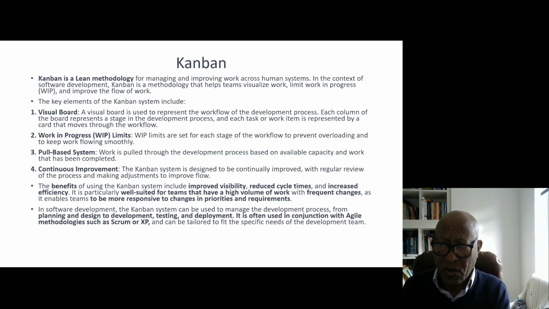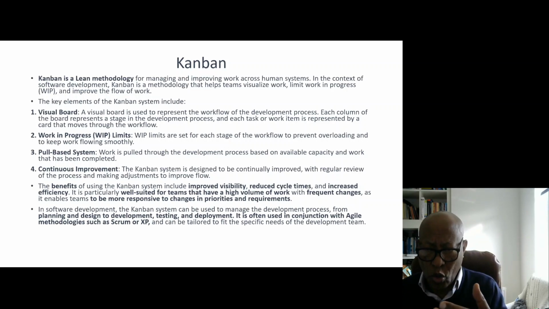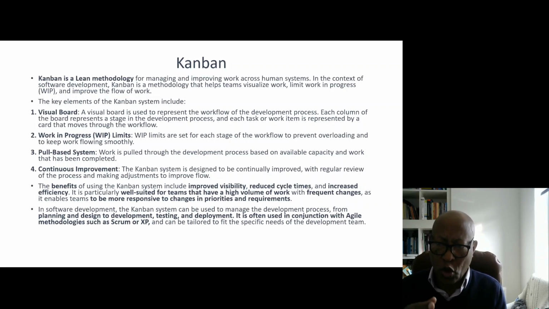So Kanban is a methodology that helps teams visualize work, limit work in progress, and improve the flow of work. The key element of the Kanban system is the visual board, a visual board that represents the workflow of the development process. So it represents a stage in the development process, and each task or work item is represented by a card that moves through the workflow. The workflow board shows the progress of that particular task.